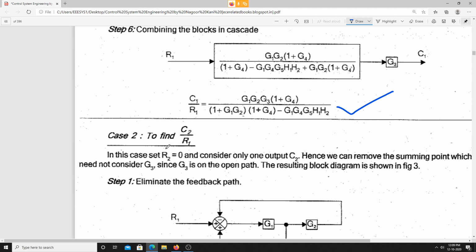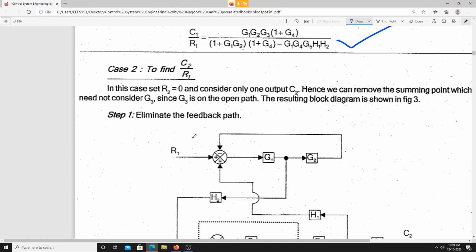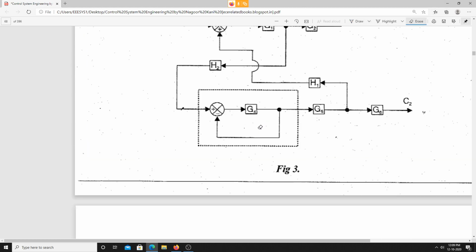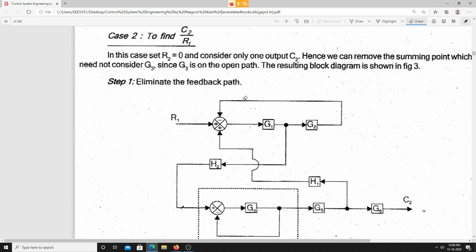Now to find C2 by R1, in this case also I am supposed to set R2 equal to 0. Is it clear? And consider only one output. This output I am supposed to consider. This one is not there. Why? Because it is open, C1 will be 0. I am not considering this one. So only one output, that is C2, I am supposed to consider.